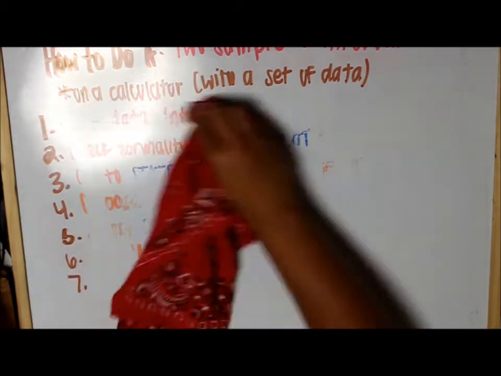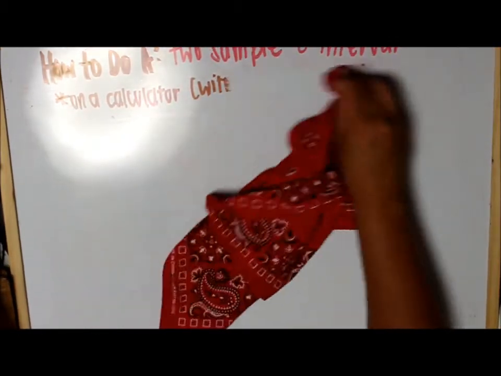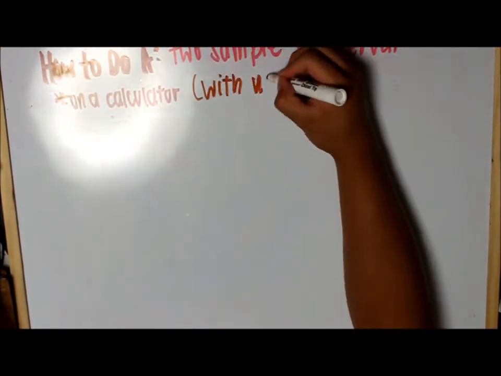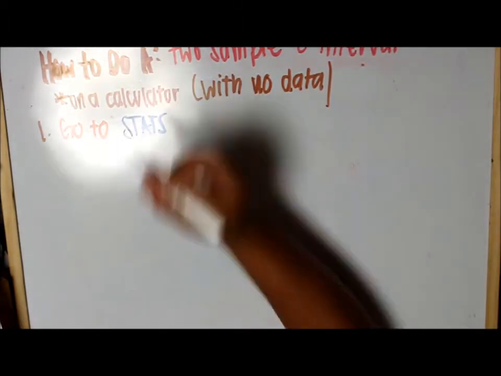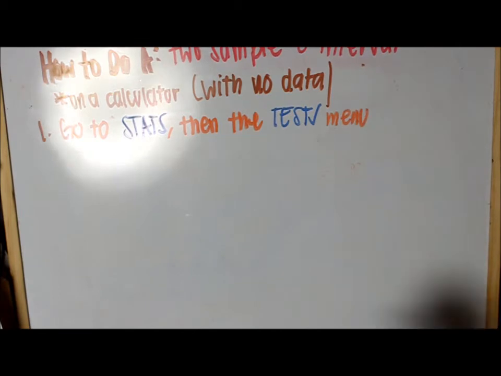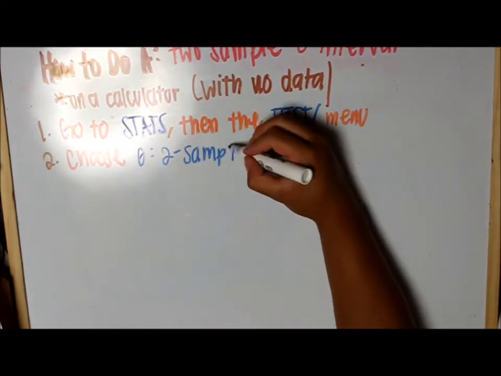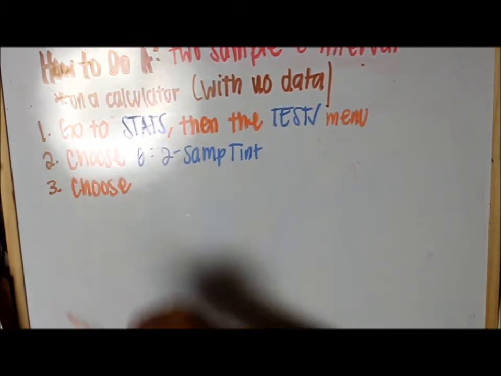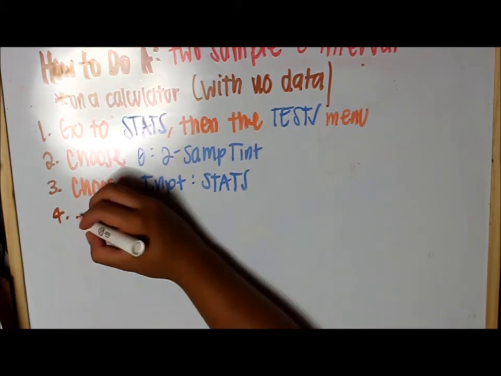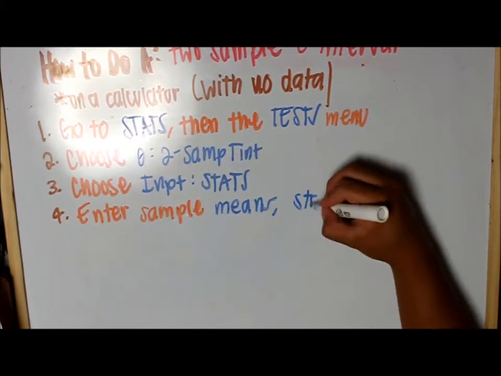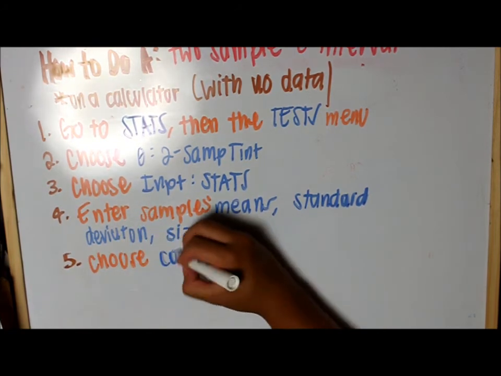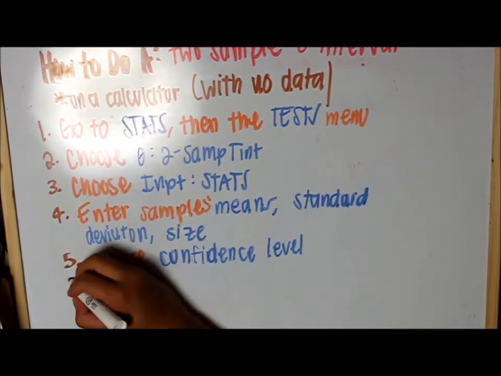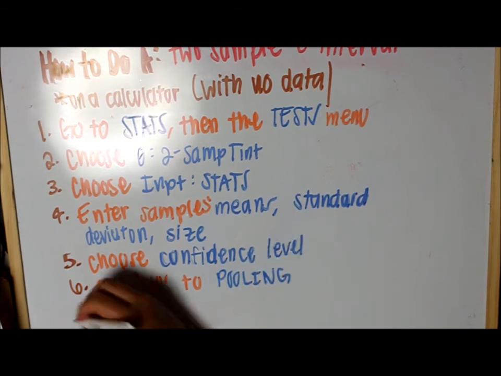Now I'm going to explain how to do a two-sample t-interval on a calculator without a given set of data. First you would go to the Stats button and then go to the Test menu. Then you would choose 0, which is the two-sample t-interval function. Then you would choose Input Stats and enter both samples' means, standard deviations, and sample sizes. Then you would choose the confidence level. Then you would say no to pooling, and then you would press Calculate.